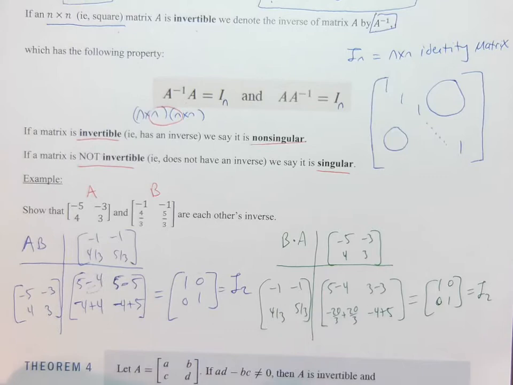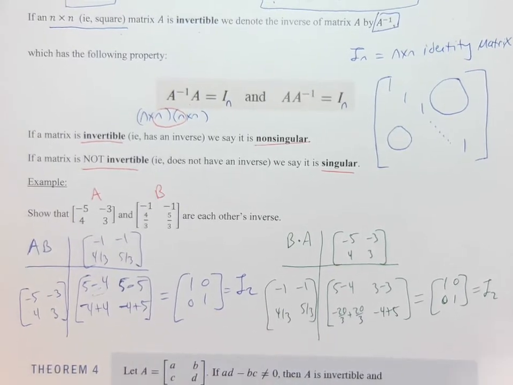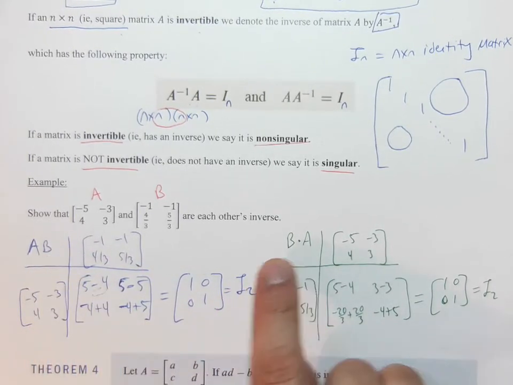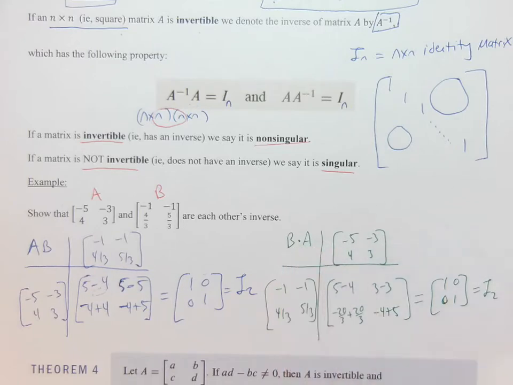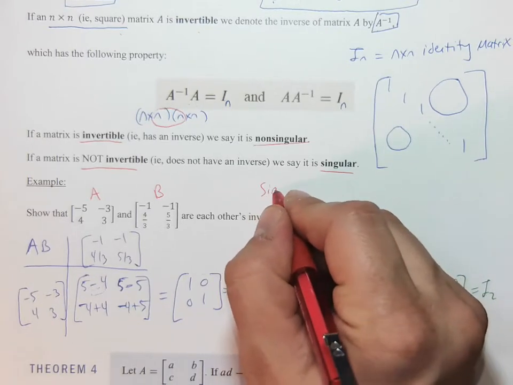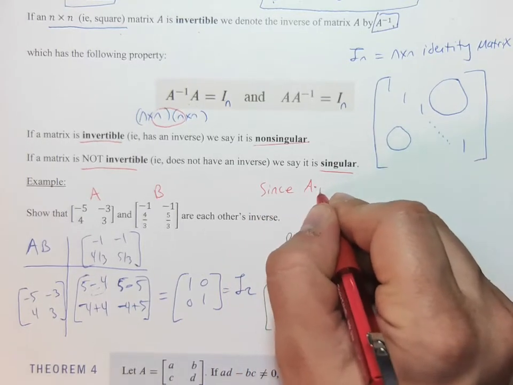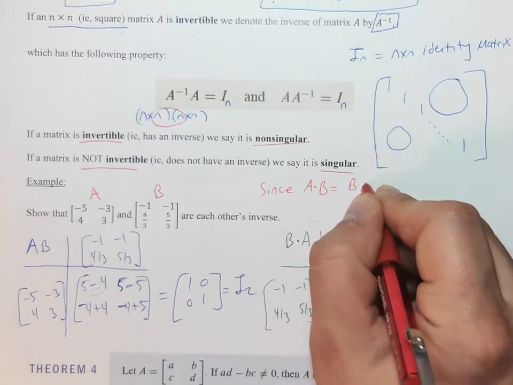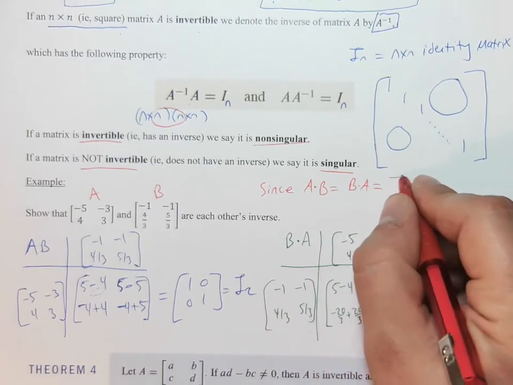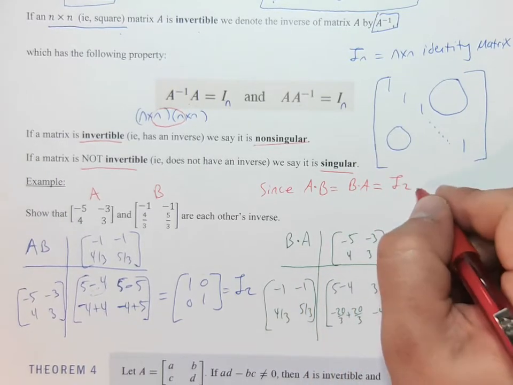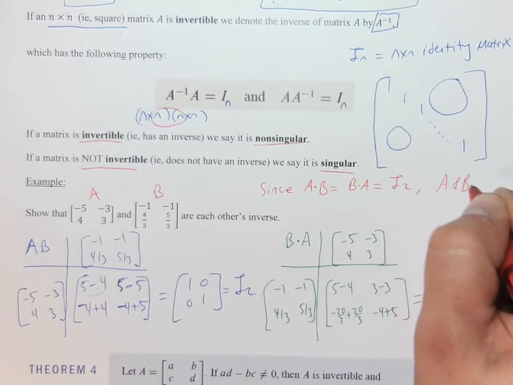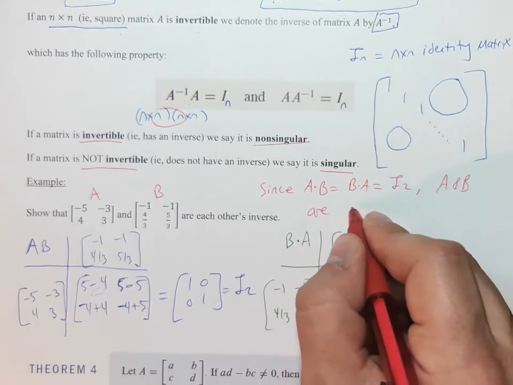And so we showed the property holds here. We multiplied the two matrices in both orders, A times B and B times A, and we got the identity matrix in both cases, and so that means they are each other's inverse. So I'm just going to write that down. Since A times B was the same thing as B times A, and in both cases we got the 2 by 2 identity matrix, that means A and B are each other's inverse.